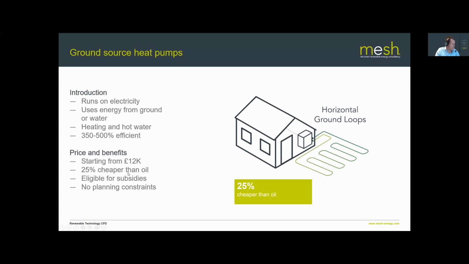So costs, the cheapest ground source heat pump installation is going to be around about the £12,000 mark. They are more expensive than gas boilers and they're more expensive than air source, but they are significantly cheaper to run than oil. And that's based on oil prices as they were a few months ago. They are eligible for some subsidies still through the domestic RHI. Obviously, when the RHI disappears, there's the new £5,000 government grant, which I believe ground source heat pumps will be eligible for.